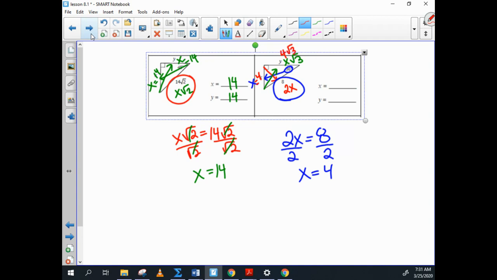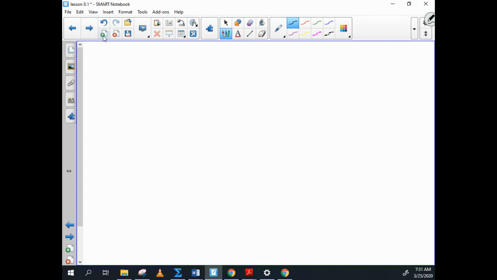The very last thing I do is I just look at what they're calling y. What they're calling y is my 4 square roots of 3. What they're calling x right there is just 4. And you're done with the problem. You found two sides of your special triangle.